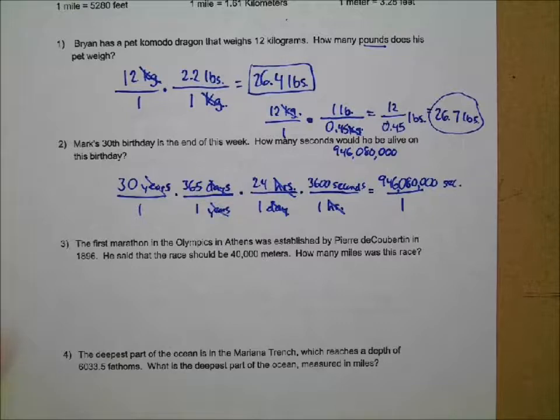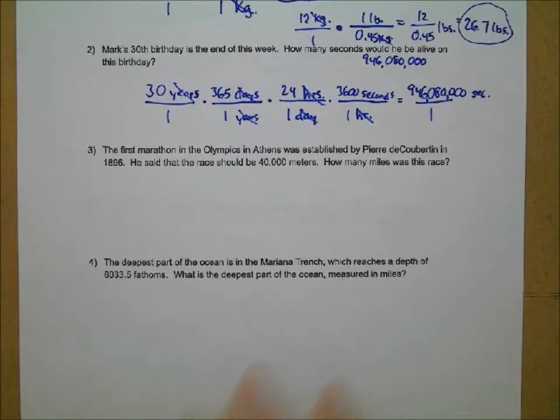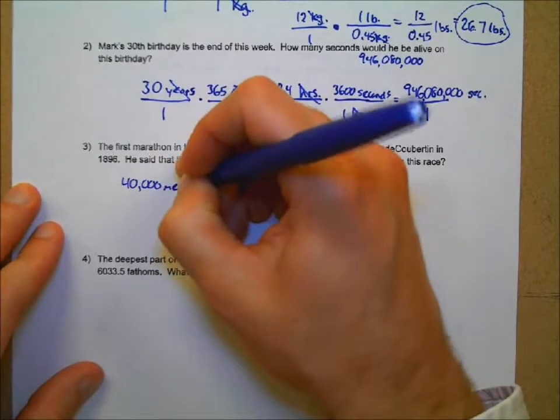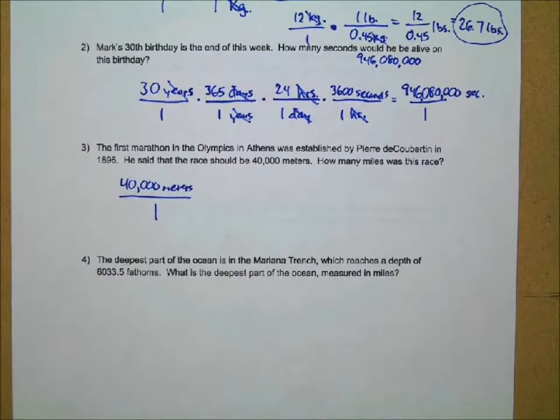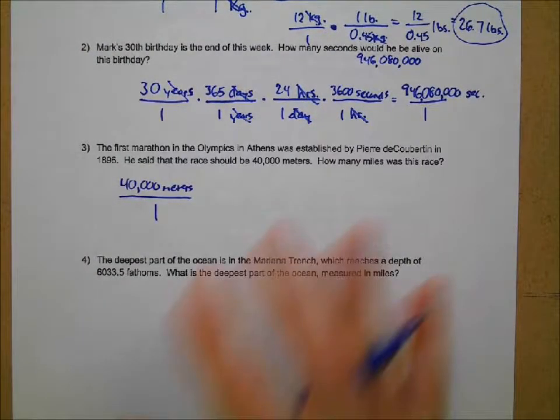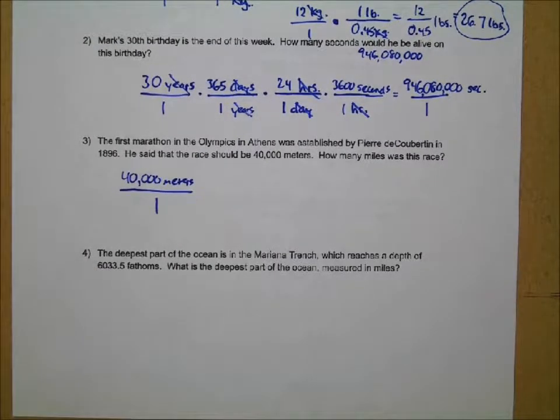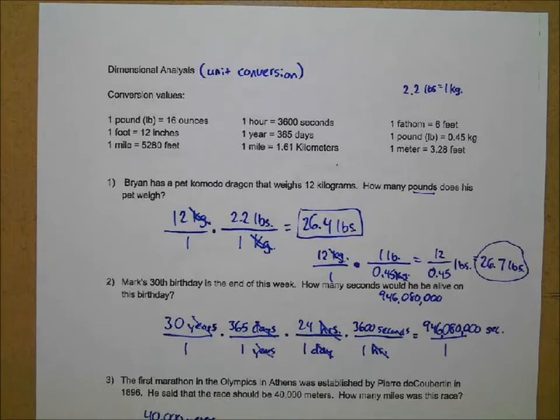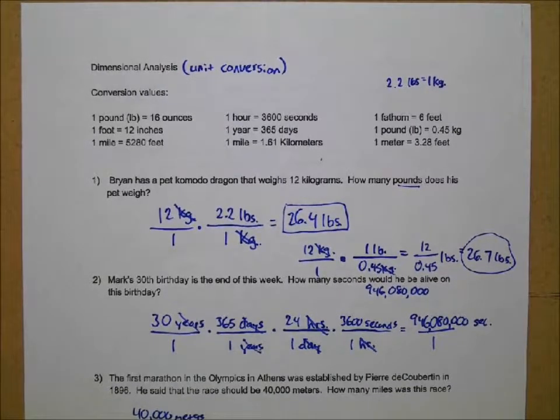Number 3: the first marathon in the Olympics in Athens was established by Pierre de Coubertin in 1896. He said the race should be 40,000 meters. How many miles was this race? Okay, so we want to take 40,000 meters over 1, and we want to convert that into miles. So, using what we have up here, we have meters, and we want to convert it into miles.